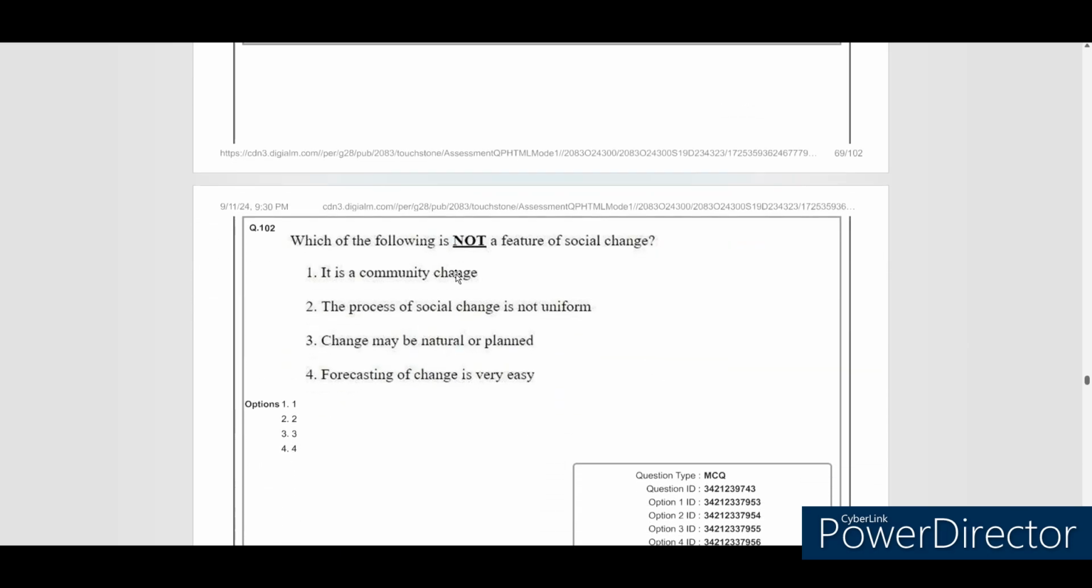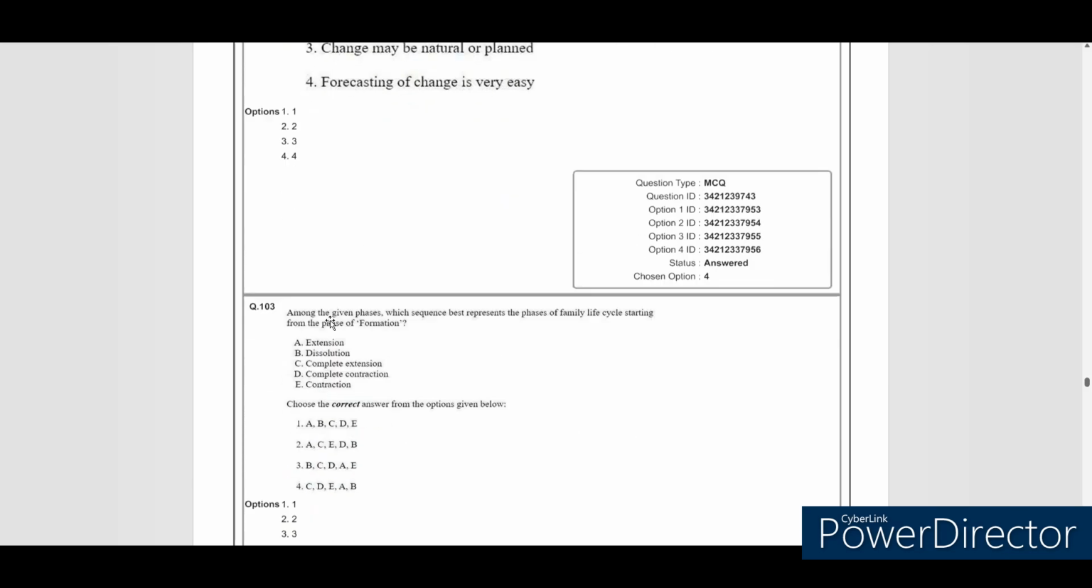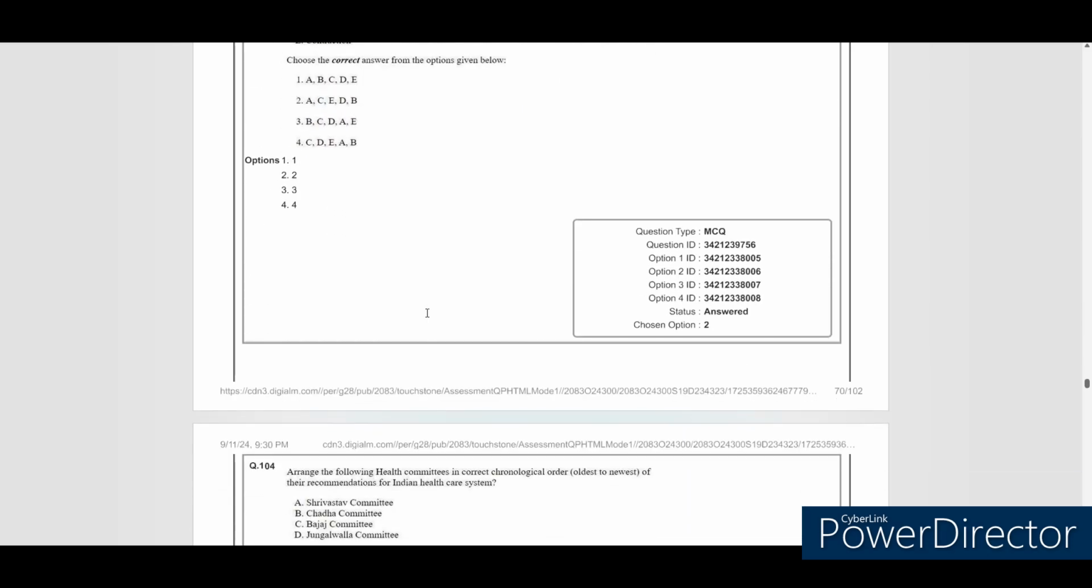And coming to question number 102, which of the following is not a feature of social change? So social change is a community change. Yes, it's true. The process of social change is not uniform. That is also true. Change may be natural or planned. That is also true. Forecasting of change is very easy. That is not true. So the correct answer is option 4. Question number 103, I'll skip for time being in my first attempt.